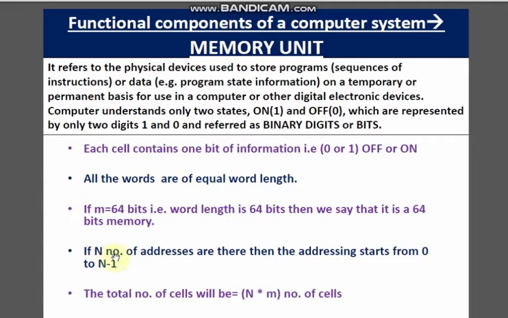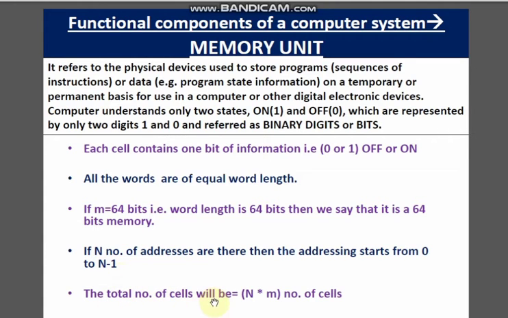And if n number of addresses are there, then the addressing starts from 0 to n minus 1. So if we consider from 0 to n minus 1, it gives us a total of n, including 0. Suppose there are 100 addresses, then it starts from 0 to 100 minus 1, that is 99. So 0 to 99, if you count from 1 to 99, and for the 0, it is 100. So a total of 100 will be there.